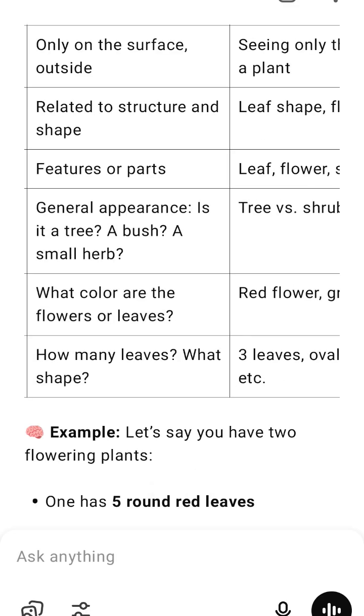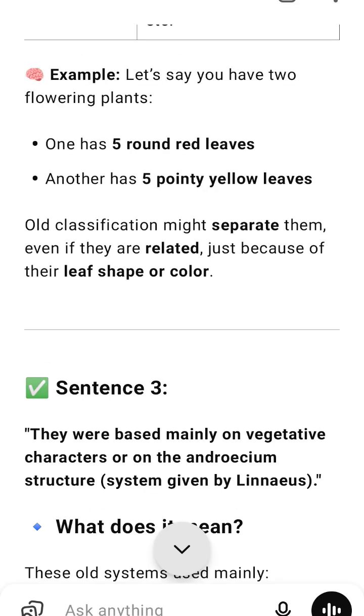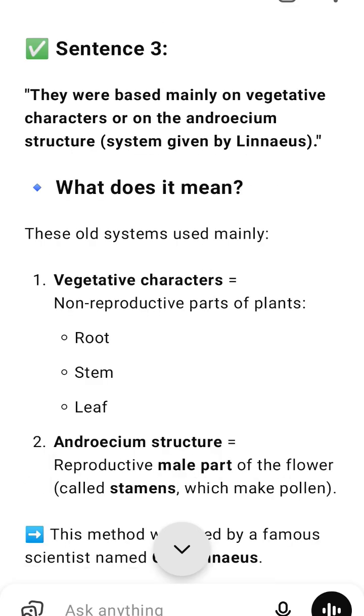They sometimes put unrelated plants in the same group. Example: you and your cousin are family, but look very different. A bad system might put you in different families just because of looks. 5. Vegetative parts change with environment.